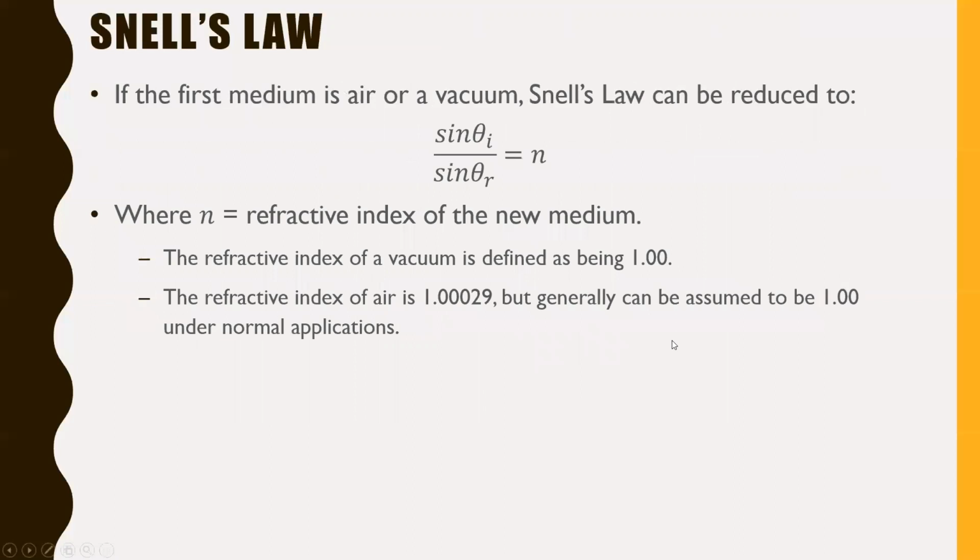If the first medium is air or vacuum, because both of them have n equals 1, Snell's law can be reduced to sine of your angle of incidence over sine of your angle of refraction is equal to n of the new medium. So let's say you were going from air to water. This would be what you would use to find the refractive index of water.